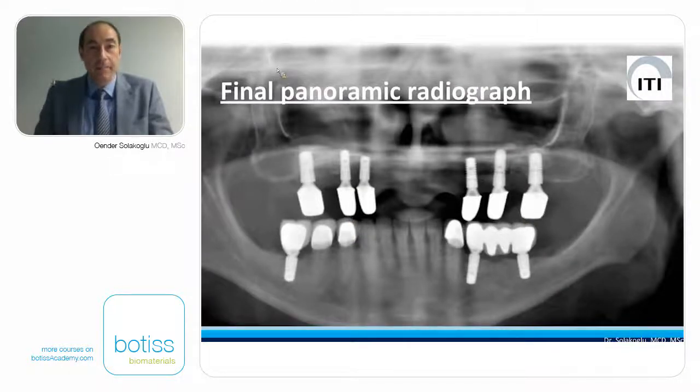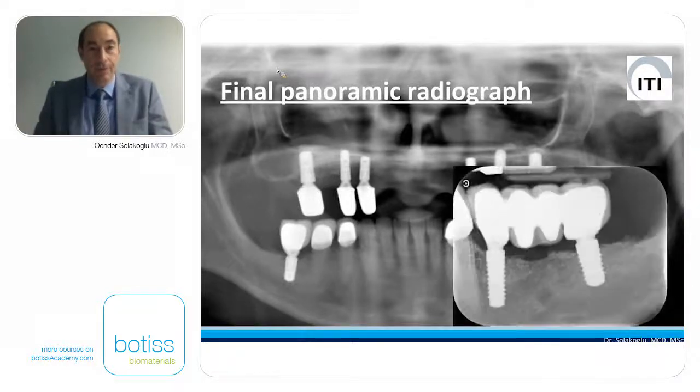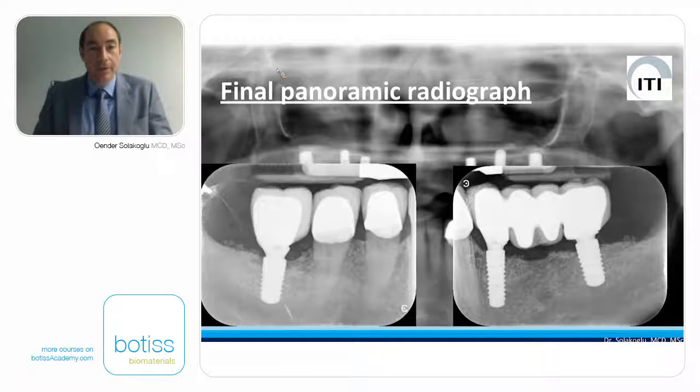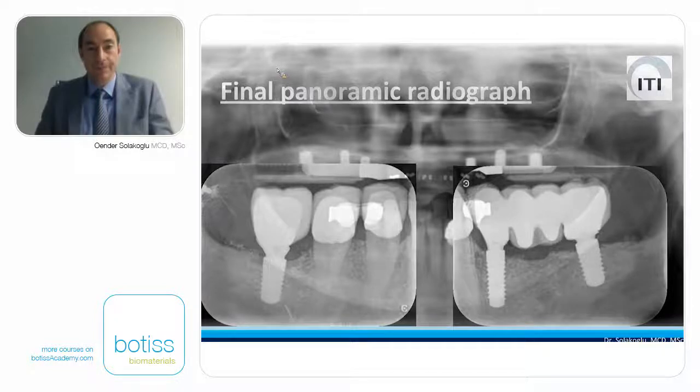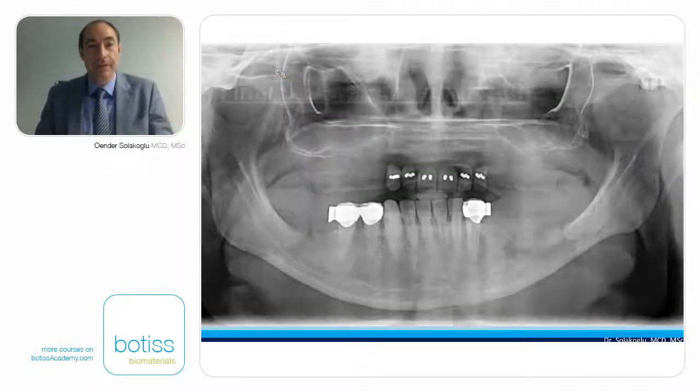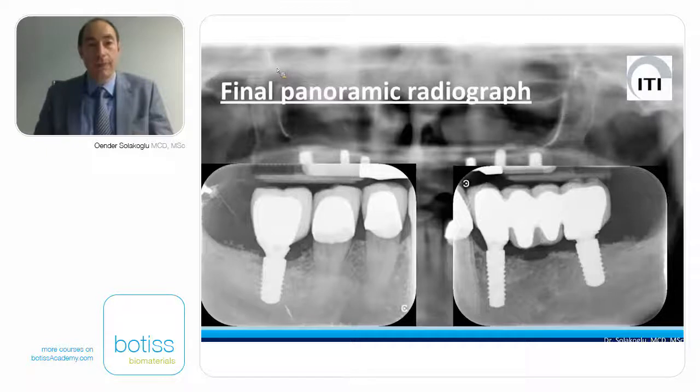And this is the final panoramic radiograph with the augmented bone in all 4 quadrants using basically 4 different techniques and different materials. And you can see here the individual x-rays, and you can see the great bone levels around the implants. Again, the initial view, that's where we came from, and the final result.